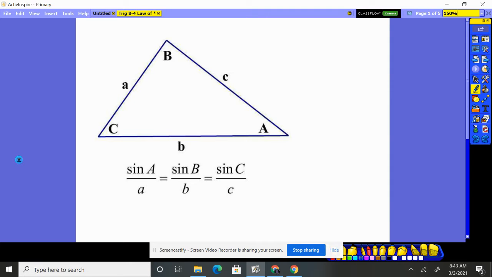Okay, let's take a look at what we call the law of sines. It's a relationship between the angles and the sides opposite them. So here's what it says.